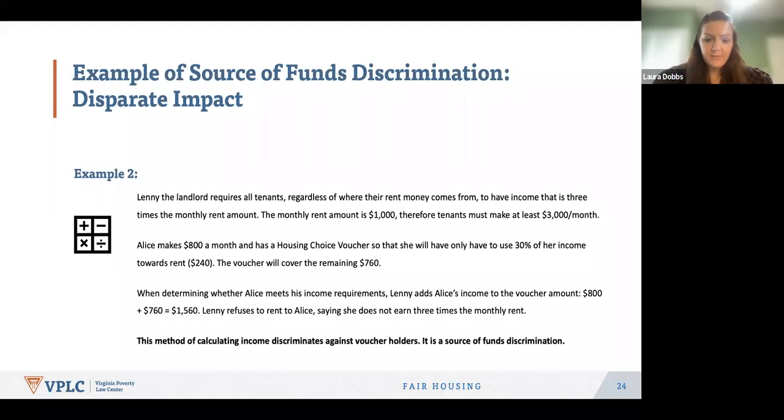So the Virginia Fair Housing Board has some really great guidance, particularly when it comes to source of funds discrimination, how to properly count income requirements and such. So if you have a tenant who finally got a voucher, is trying to get approved, but the landlord is saying they don't earn enough money, this would be something to take a look at.